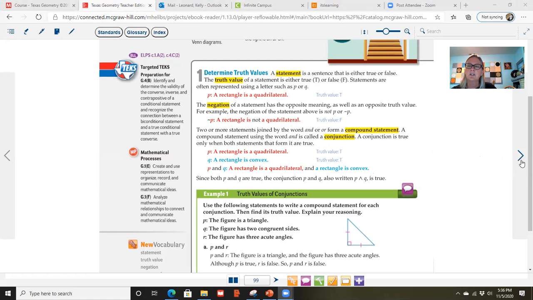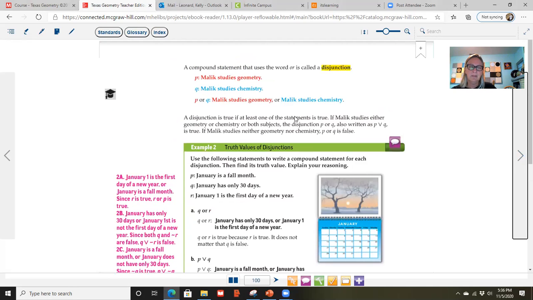So there's conjunction, and then on page 100, at the top, they talk about disjunction. Disjunction is when they use the word or. Or is called disjunction, a compound statement. Now look, we have a different P and a different Q. And that's what they'll do. They'll make up statements, random. Sometimes it's math, sometimes it's just a statement, and you have to decide if it's true or not.